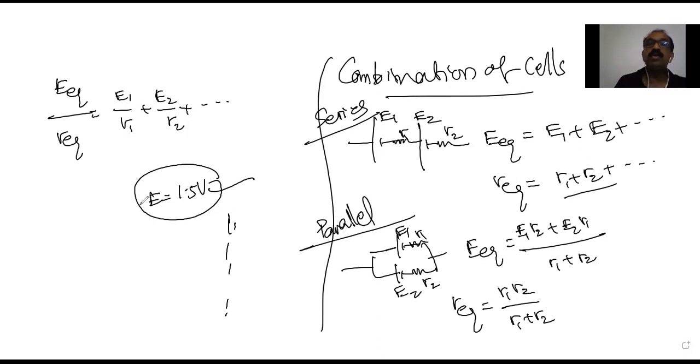Also, if internal resistance is low but you want to use cells for a longer duration, then it is better to use parallel combination, so that it will deliver current for a longer time. That's about combination of cells.